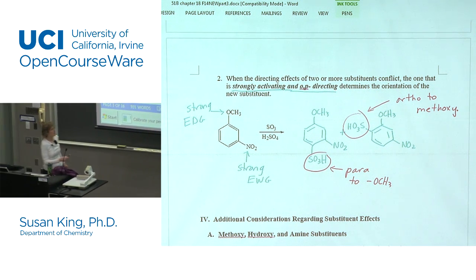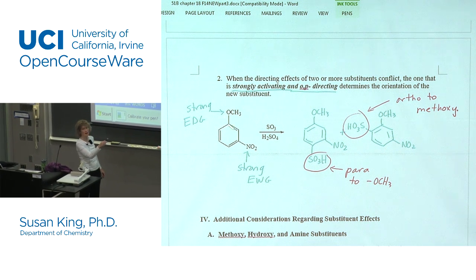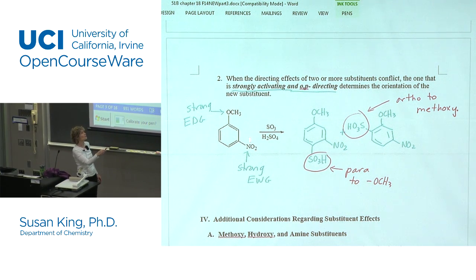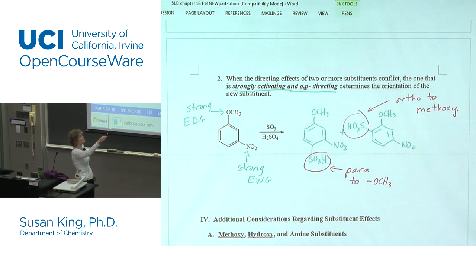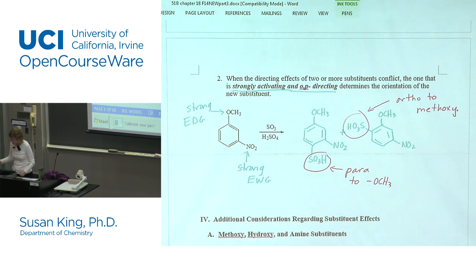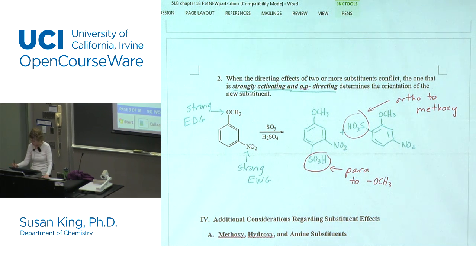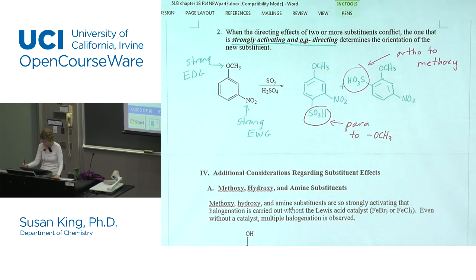Now, if this was a methyl instead of a methoxy, nitro wins. Things are going to come meta to the nitro group. So when we have strong electron withdrawing and strong donating, the strong donating wins. If we have strong electron withdrawing and weak donating, electron withdrawing wins. Just keep that in mind. And that leads us to additional considerations regarding substituent effects, and this is where it gets more complicated.